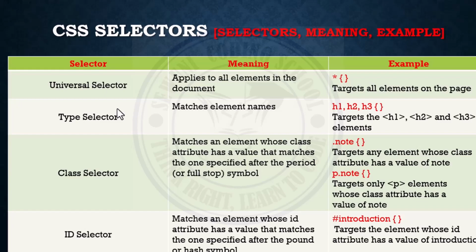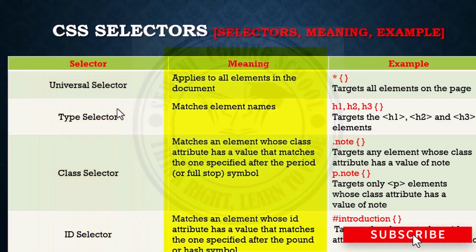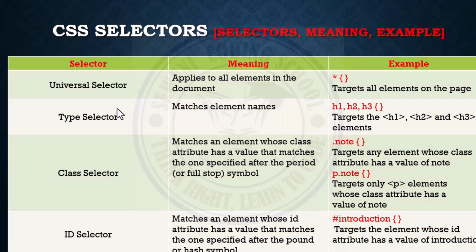Now look at this 3-column table. It has selectors in the first column, what those selectors mean in the second, and an example is given if you want to apply those particular rules. The first one is the universal selector. A universal selector is what? An asterisk and the curly brackets, so that every property and value should be within the curly brackets. As the name suggests, it is universal.